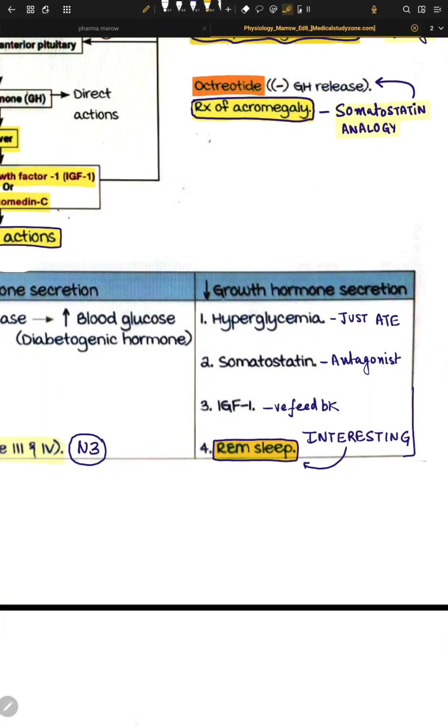What about the downfall of growth hormone? How can we induce this? Well, we can feed him a lot. We can give him hyperglycemia.